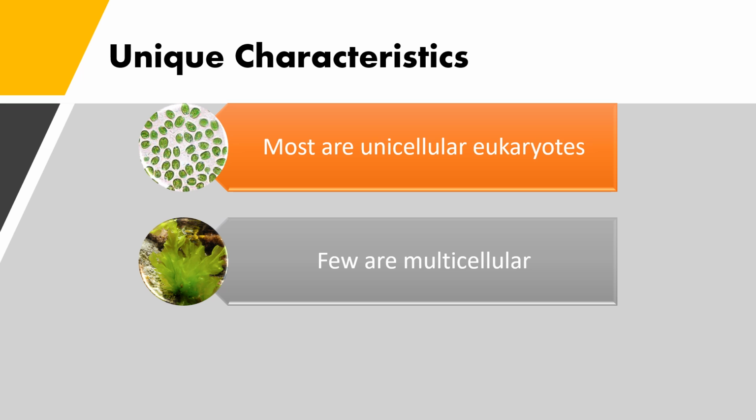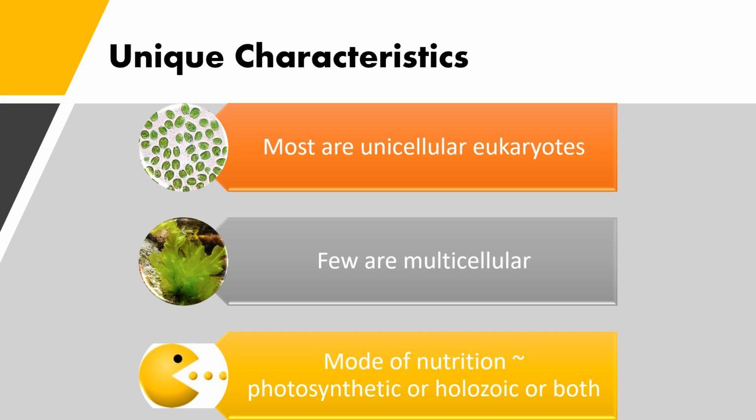For example, here is a green algae. So it is an example of a multicellular protist. And the next thing is the mode of nutrition of protists can be photosynthetic or holozoic. Photosynthetic means that it obtains food by undergoing photosynthesis, and holozoic means that it obtains food from others by ingesting. For example, I give you the example of amoeba here.